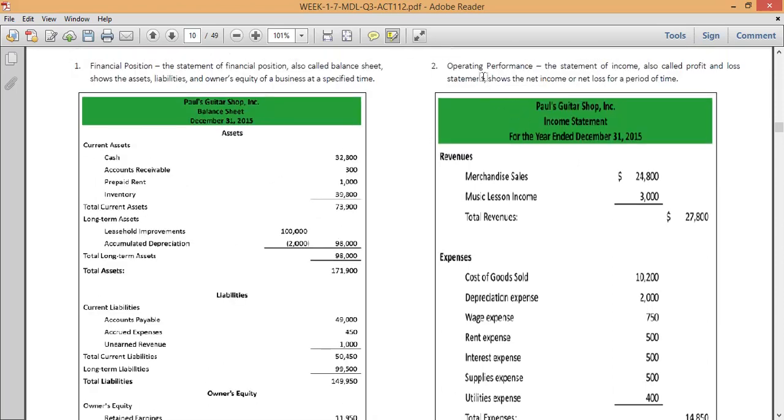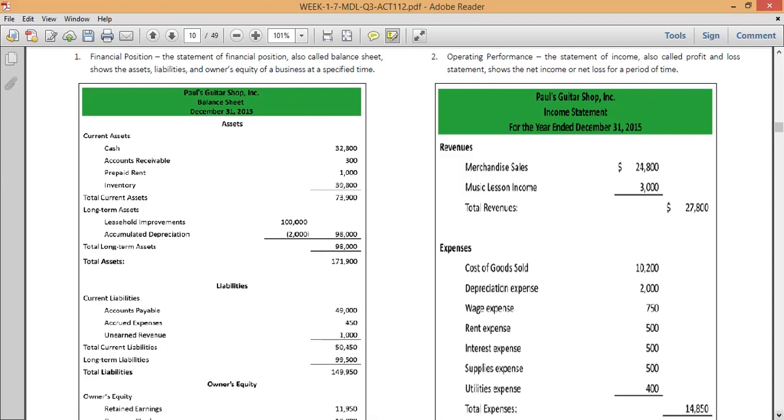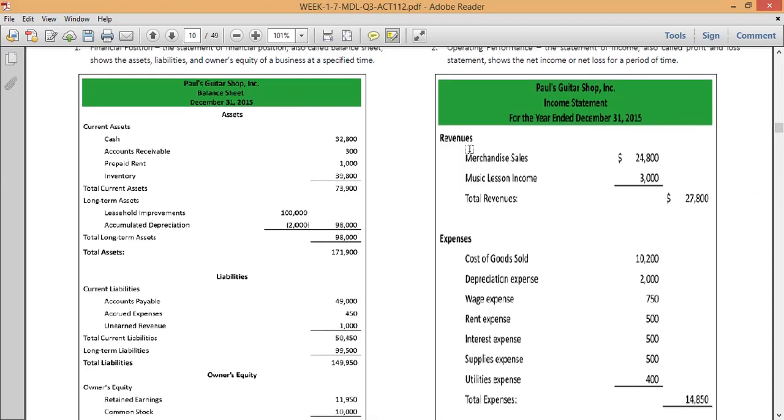Next is the operating performance, or the statement of income, or income statement, also called the profit and loss statement. We have many terms when it comes to the income statement. For the year ended December 31, 2015, this is our header, same with the balance sheet. It is important to determine which financial statement you are preparing. Under the income statement, the content is the revenues, then the expenses. Revenues, or sales, or service, are the terms we can use there. Then we add up our revenues.